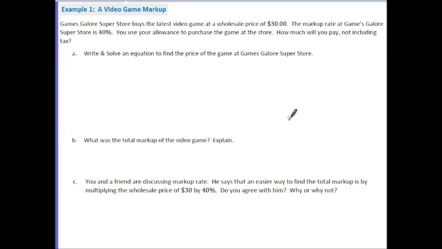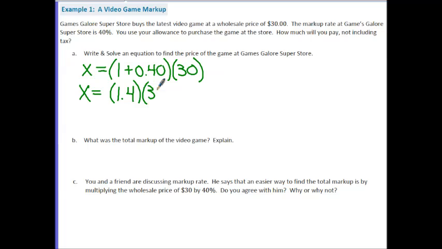So if we take our formula from the previous page, we know that our sale price could be considered our unknown, which is X, is equal to 1, and it's a markup, so it would be plus 40%, which as a decimal is 0.40, multiplied by the whole, meaning the wholesale price. So the original price that they paid was $30. So we could simplify this equation, first by combining like terms inside of our parentheses. 1 plus 0.4 is 1.4. And when I multiply that by 30, we get a final price of $42. So the final markup price of the game is going to be $42.